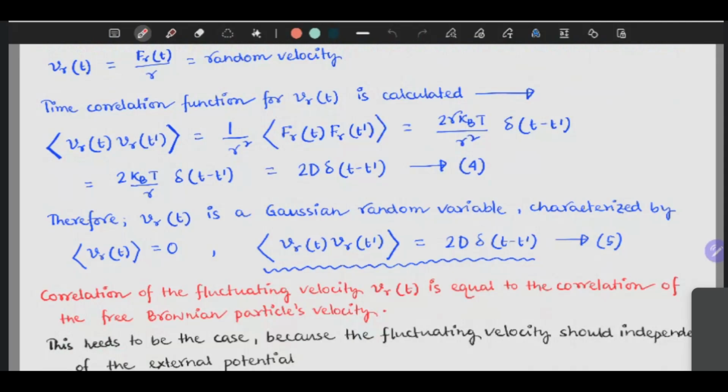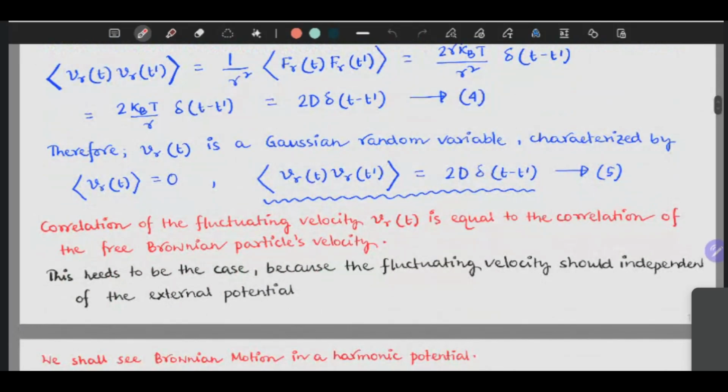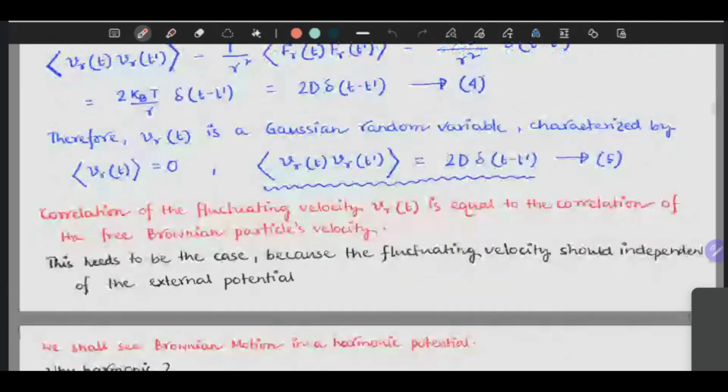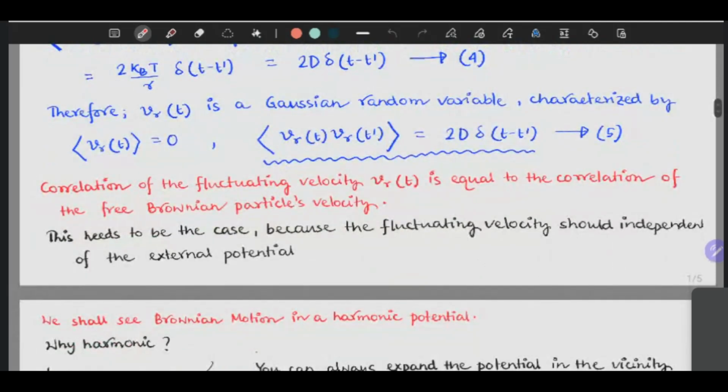Now we can also get that this is a Gaussian random variable, which can be characterized by mean 0, and the time autocorrelation will be 2D delta(t minus t prime), which is obtained from here, right? Now here we can get that the correlation of the fluctuating velocity is equal to the correlation of the free Brownian particle's velocity. This is expected because the free Brownian particle velocity is mainly due to the given random force, because the dissipative part ultimately dies down, right?